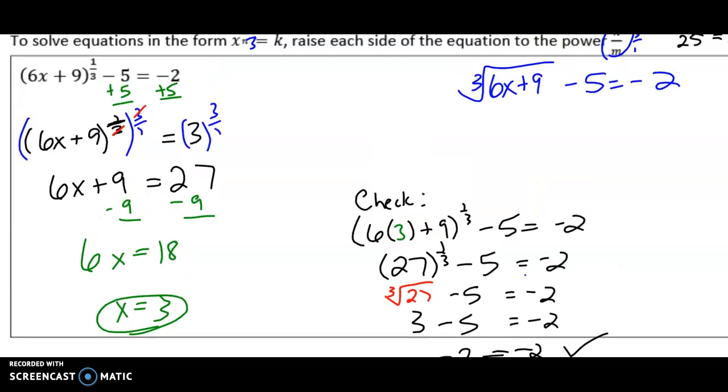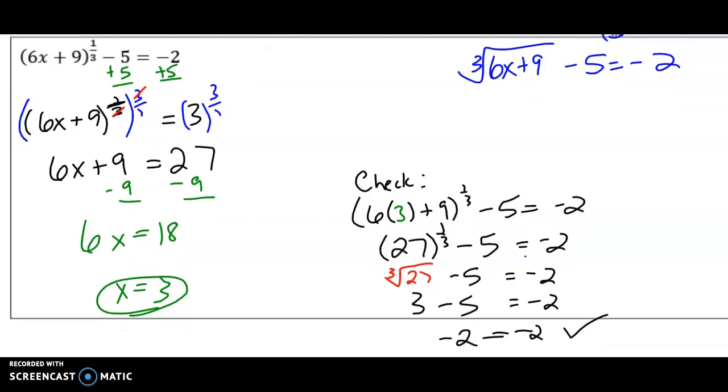So when you get to a problem like this, you can do it this way, or you can just rewrite it in radical form, and after you get rid of the 5, then take the third power to each side. We'll do more like this tomorrow, but this should be enough to get you started on your homework assignment for tonight on Go Formative.